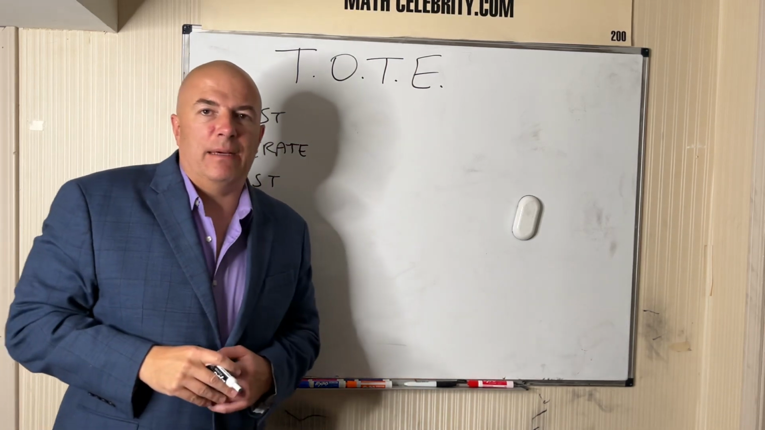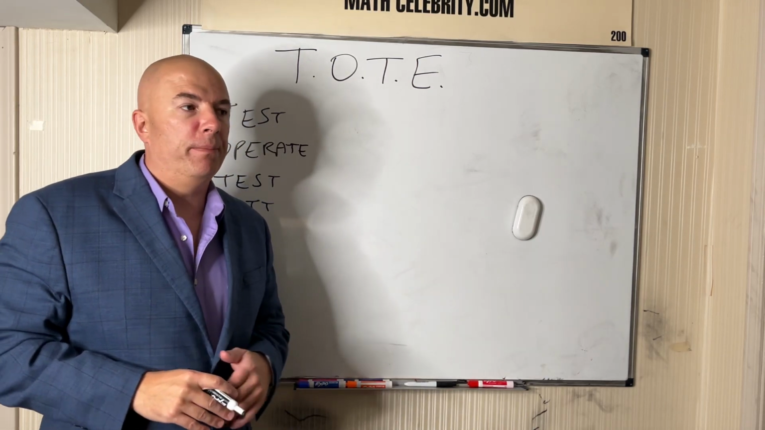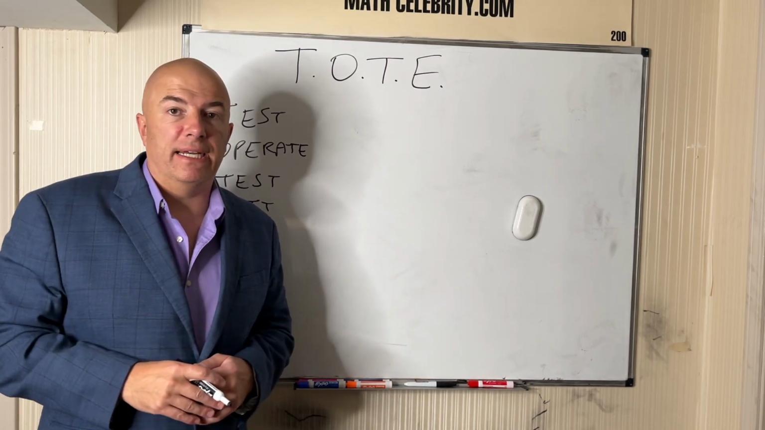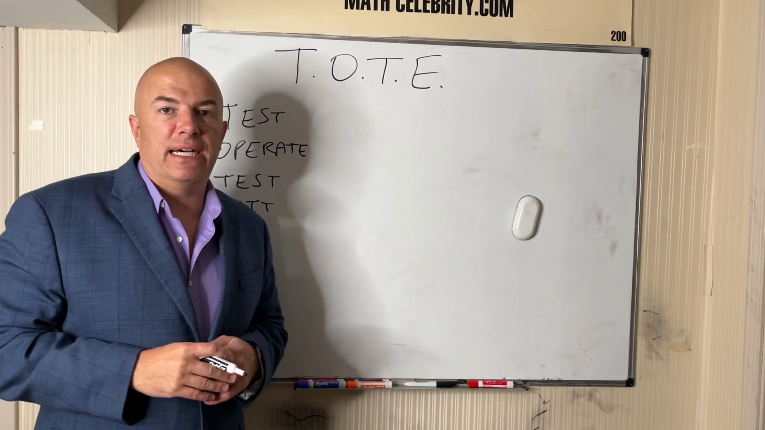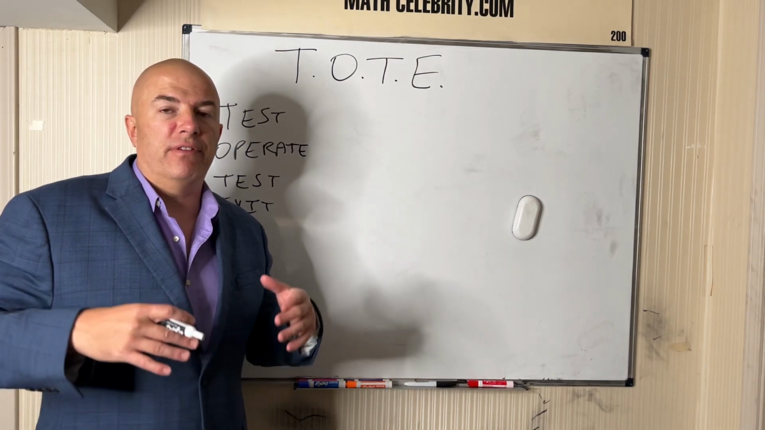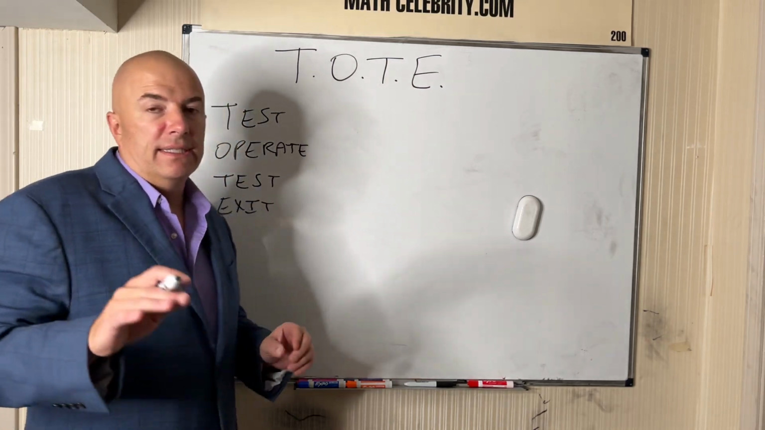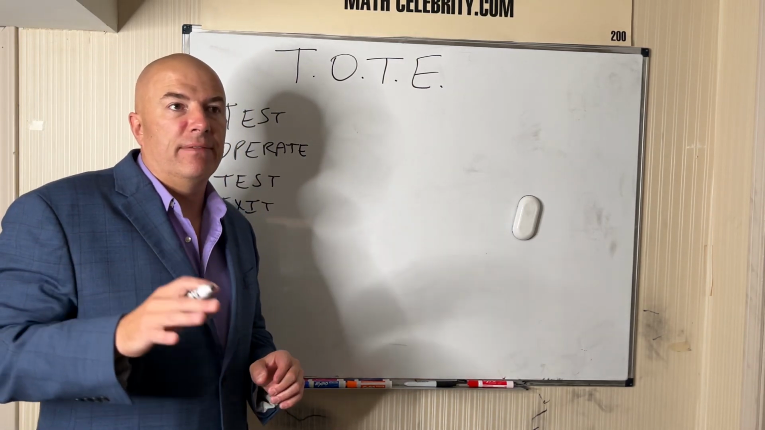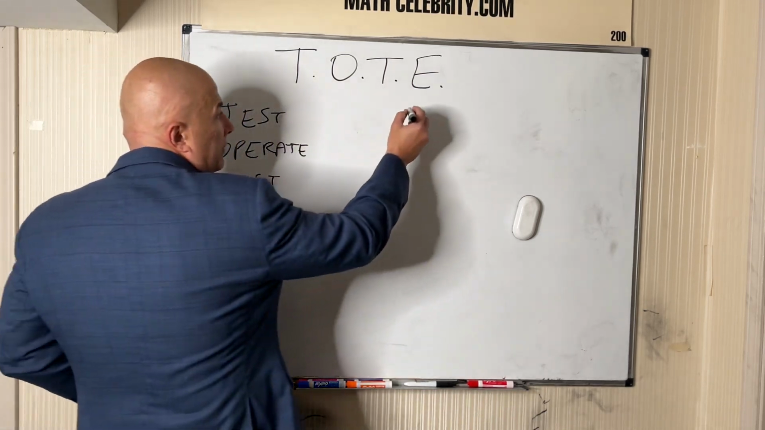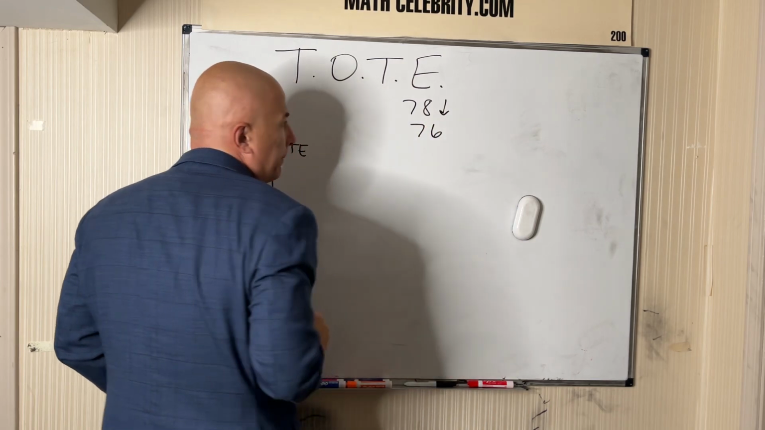The classic example of T.O.T.E, before we get into a math example, I want to give you a real life example. If you look on your wall in your apartment or your house, you've got a thermostat. Let's say it's winter time or summertime, and you change the temperature so you could feel more comfortable. Using T.O.T.E, let's say it's 78 degrees and we want it at 76, right? So we're at 78, we want to drop down to 76.